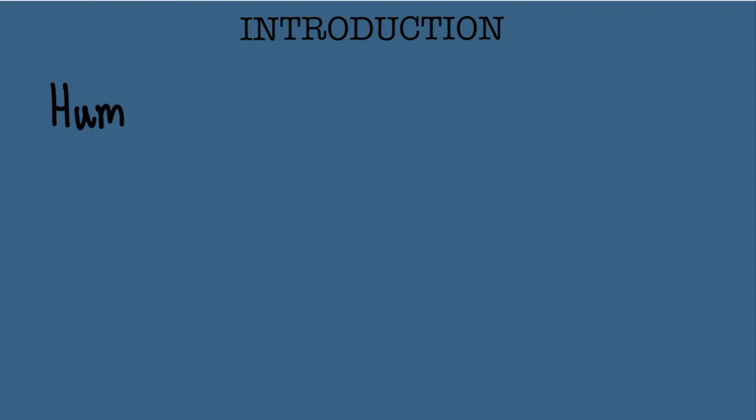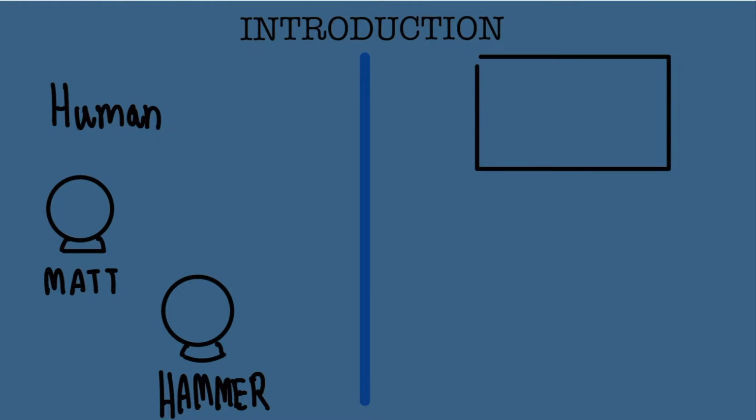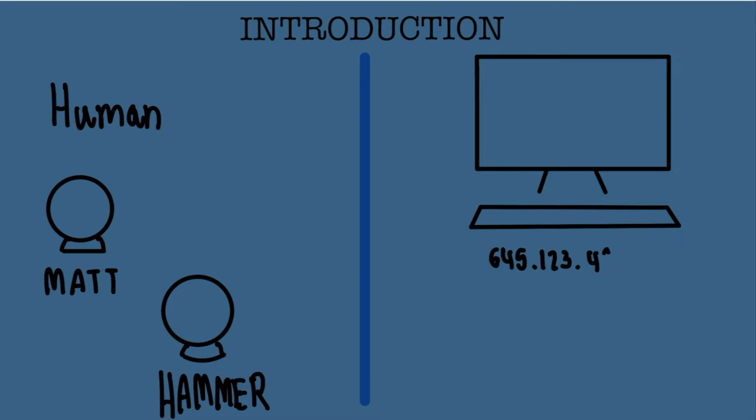So first, the introduction. Humans can be identified in a variety of ways. For example, we can be recognized by names like Matt and Hammer. On the other hand, computers do not refer to each other by their names. Instead, they refer to each other by a set of numbers, which are IP addresses. Because that is how computers communicate over a network.